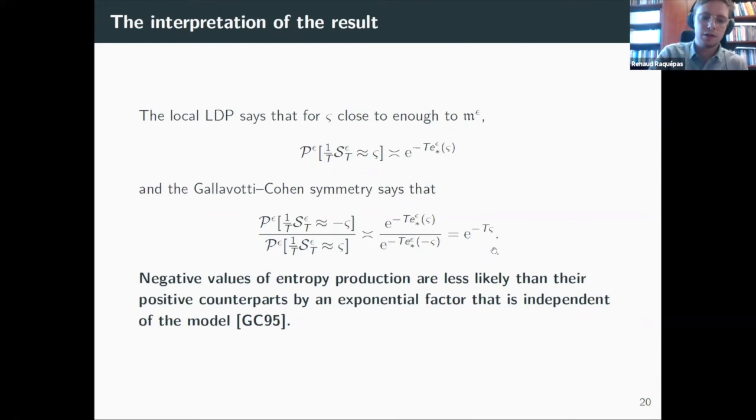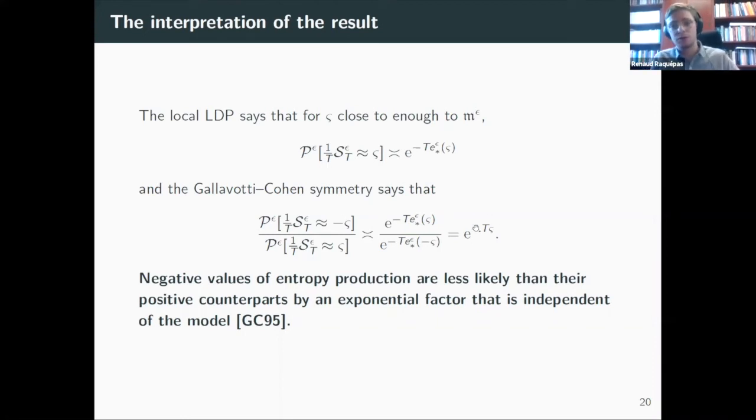And that's deep. It tells you that the negative values of entropy production, which is this important physical quantity, are not only at a disadvantage when compared to positive values, but the ratio of the probabilities is universal. It does not depend on anything. This ratio of entropy production taking a certain value and entropy production taking the opposite value does not depend on the parameter in the models. It's always the same thing.